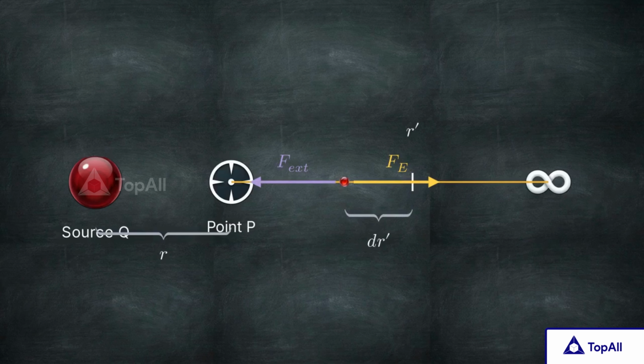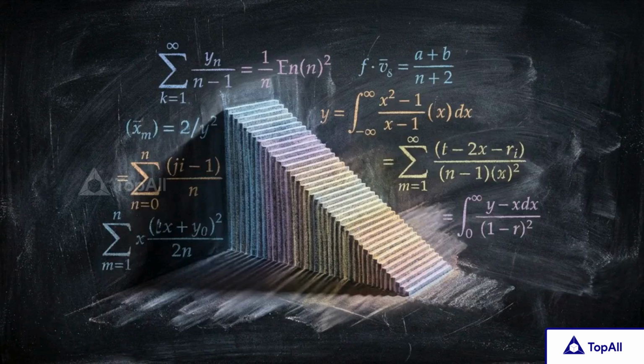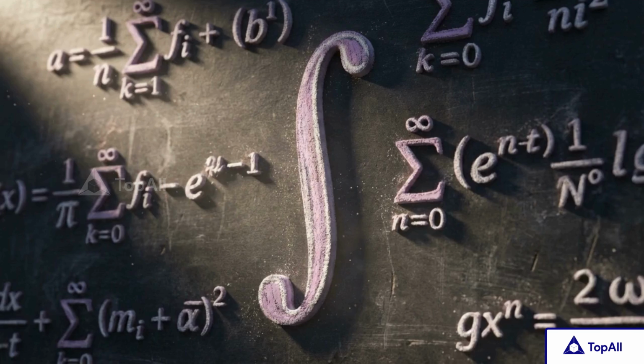This tiny increment of work is the product of force and displacement. A negative sign appears in the expression because our inward displacement moves against the direction of the outward electric force. The total potential is the sum of these infinite microscopic steps. We use integration to transition from these individual bits of work to a complete mathematical derivation.